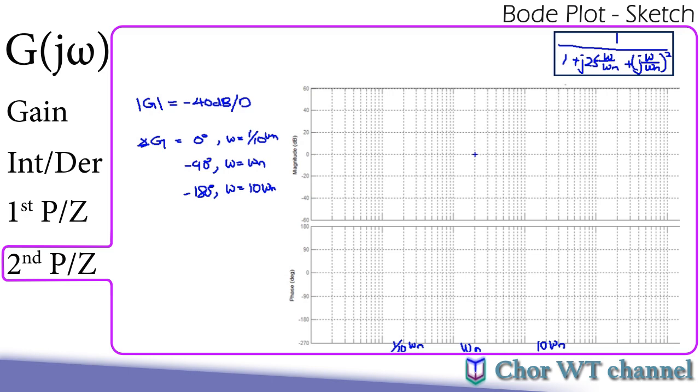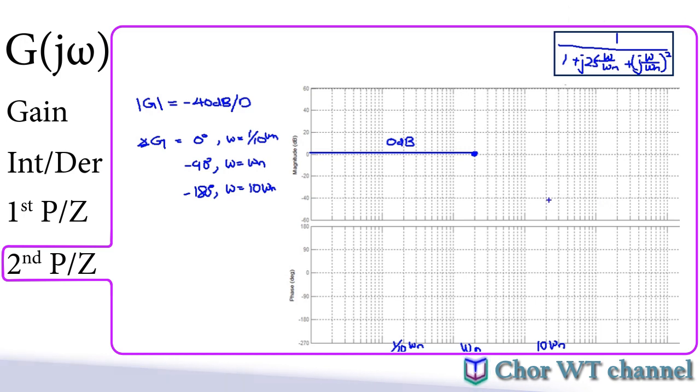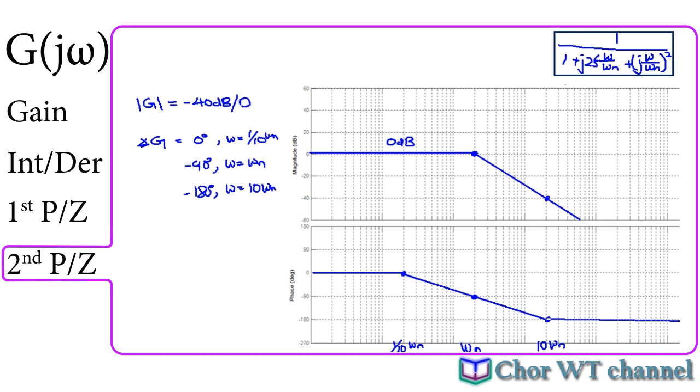And at omega n, it will be 0. And anything before that will be 0 dB. And after that, each of the decades will drop by negative 40. So at 10 omega n it will be here, and connect with a straight line. As for the phase plot, 10 times smaller than omega n will be 0, omega n will be negative 90, 10 omega n will be negative 180. And similarly, we are going to use a straight line to approximate it.